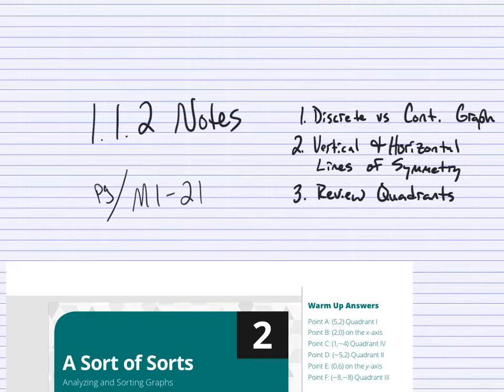Now, this section has like a group activity. We're not going to be able to do that because we're on NTI. So I'm going to try to give you some brief understanding of all three concepts that we need to learn today.